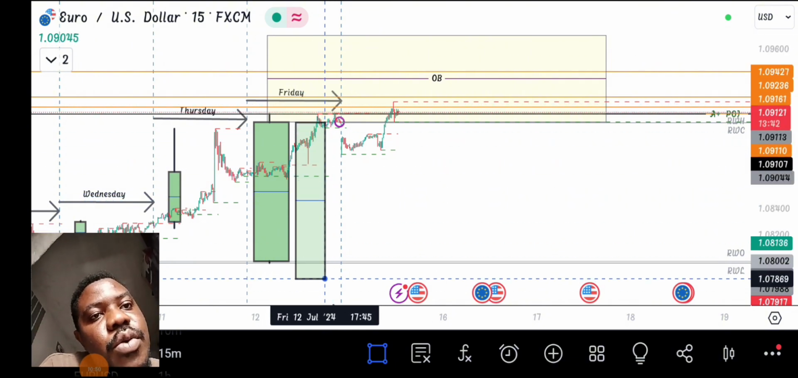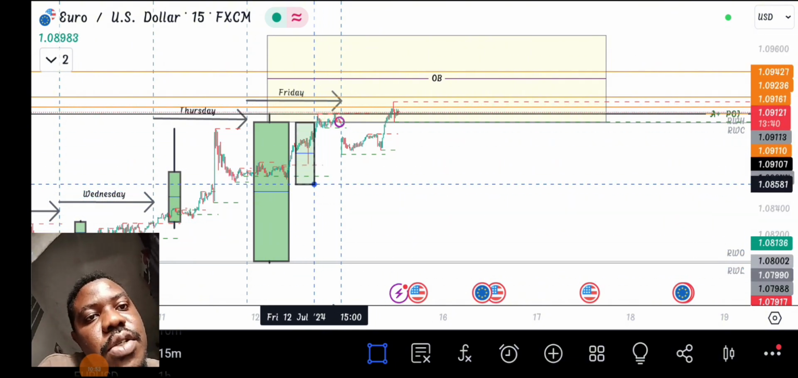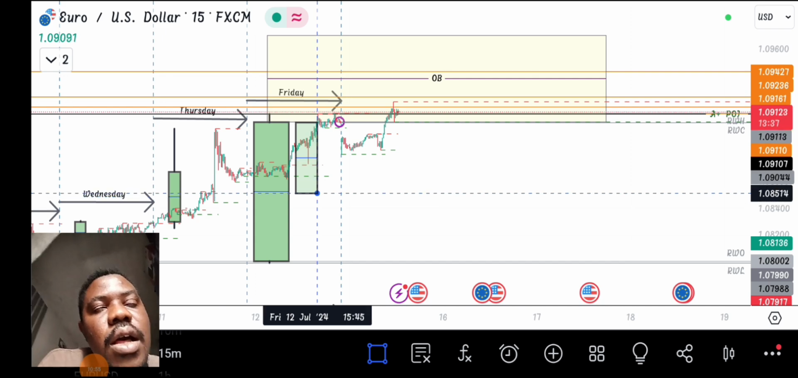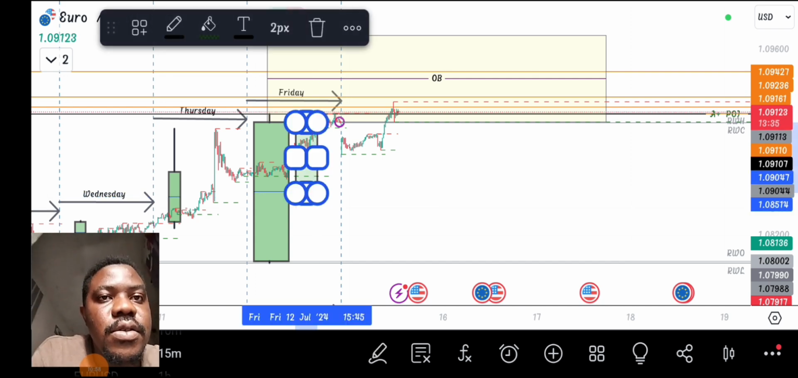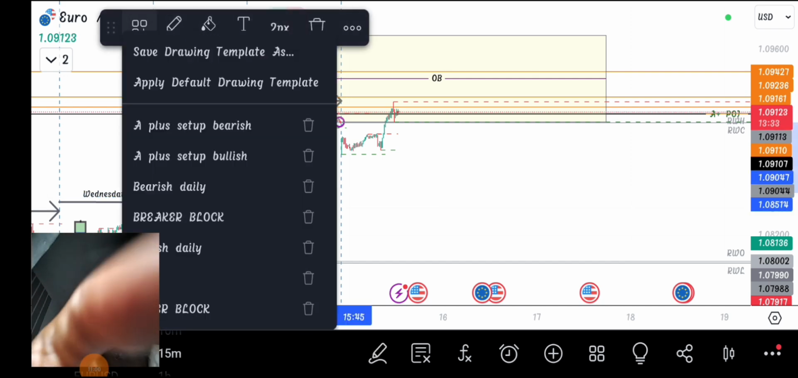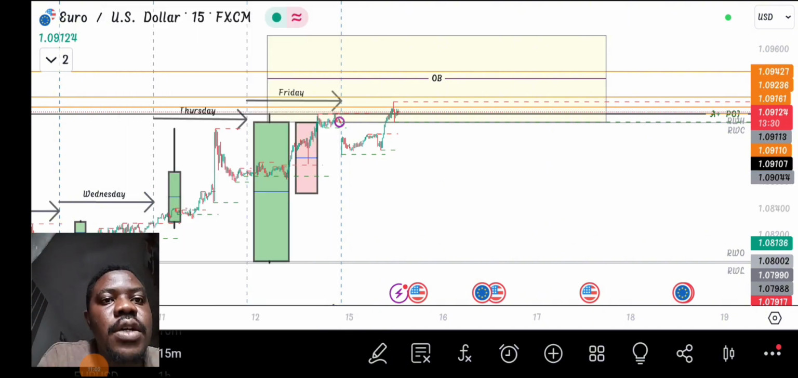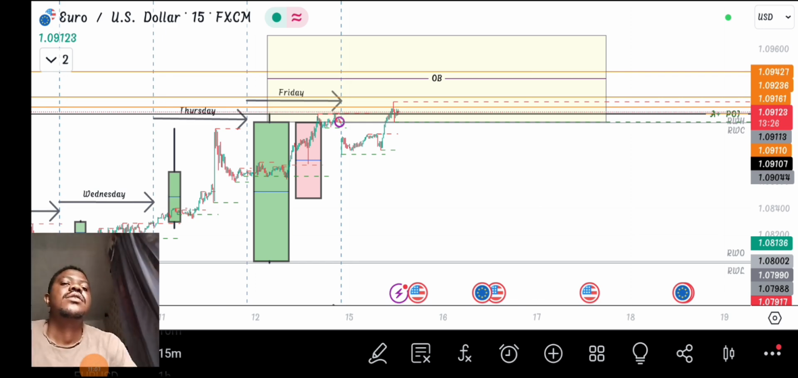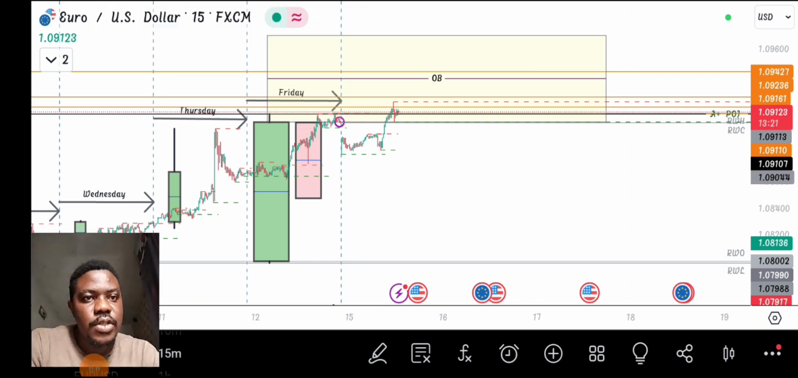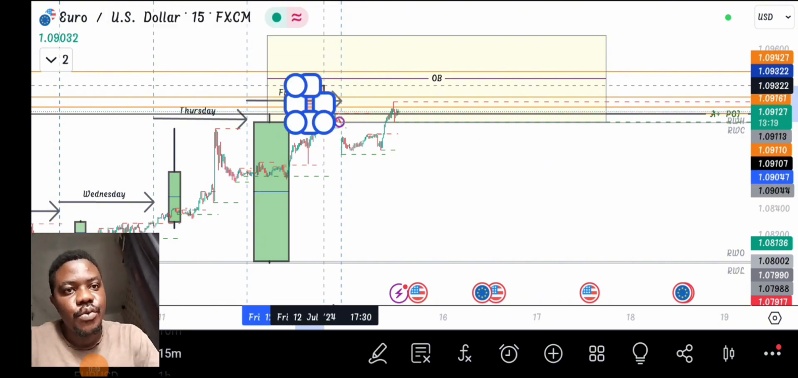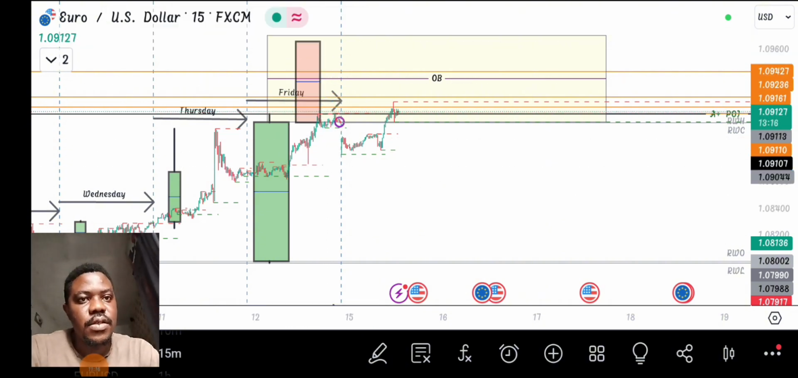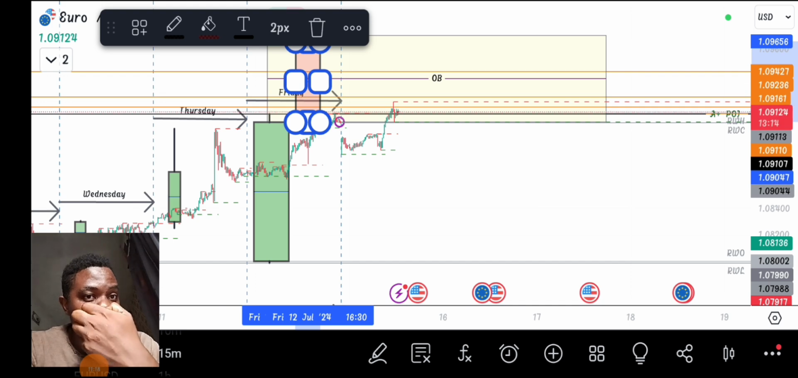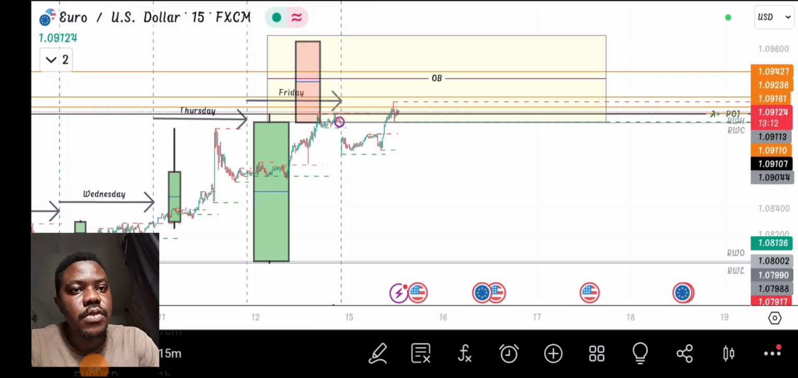So maybe this week we could have a week that is kind of consolidating. Let me set it bearish. The week could be something like this. If you have a week like this, price won't really do much this week. But if we have a week that gives us something like this, a bullish candle, another bullish push to the upside, this week could go really bullish.